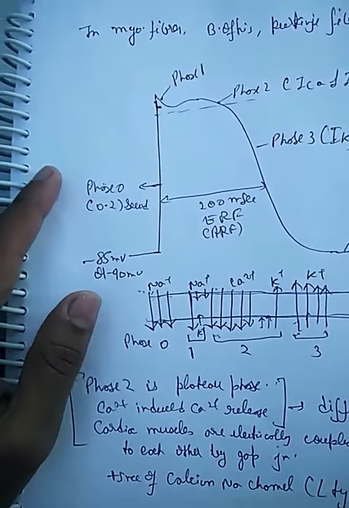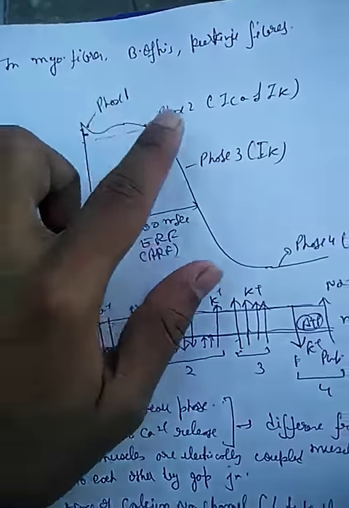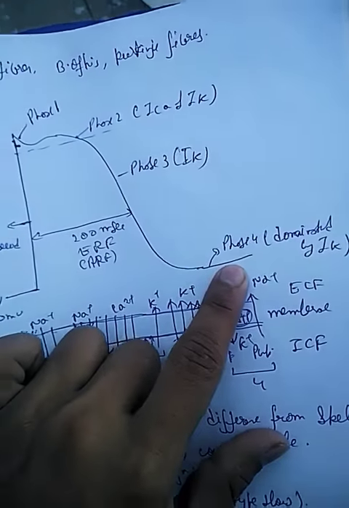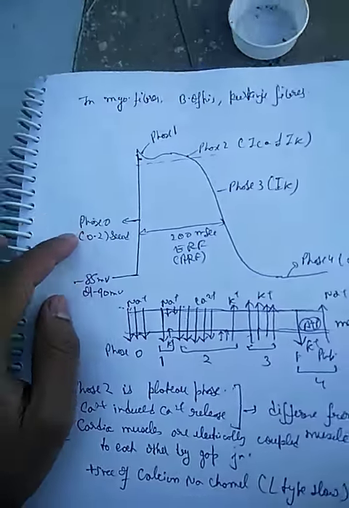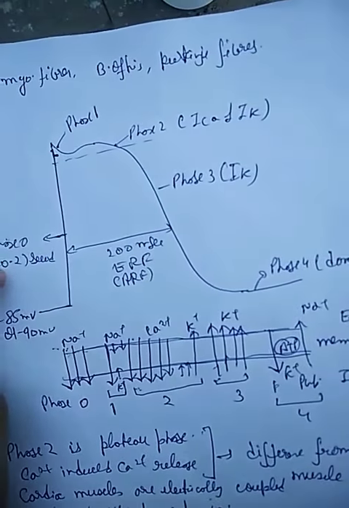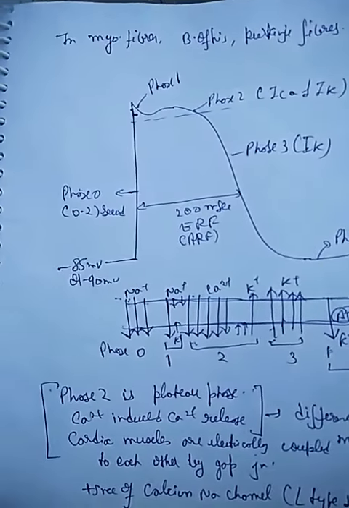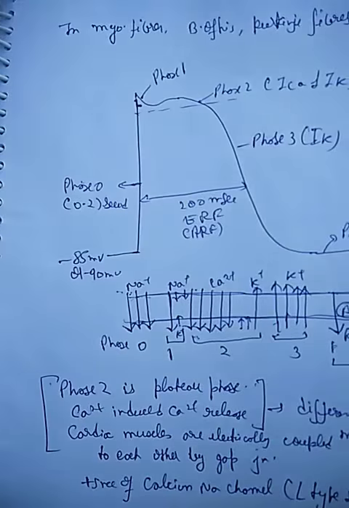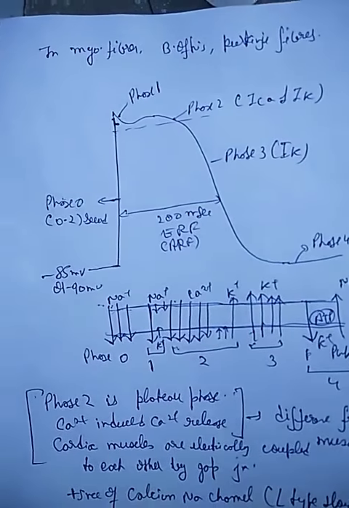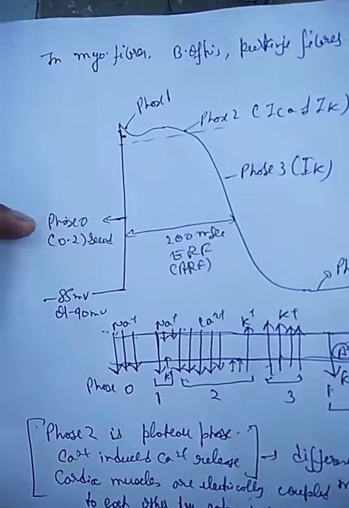Okay, so there are 5 phases: phase 0, phase 1, phase 2, phase 3, and phase 4. Phase 0 is basically the depolarization phase, like in the skeletal or nerve action potential. We just have to compare the normal nerve action potential to the cardiac action potential. What is the difference? Phase 0 is the same as the nerve action potential.